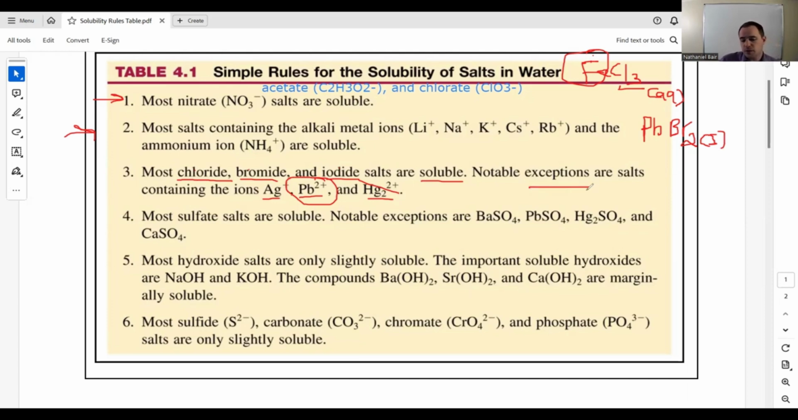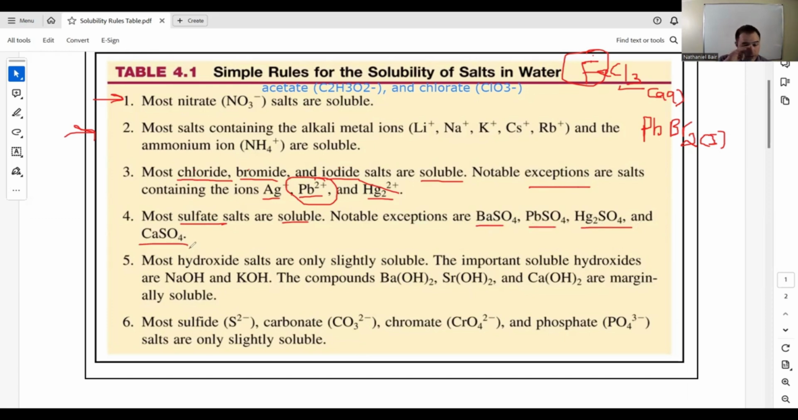So hopefully you see how the exceptions work, right? If you're silver chloride, silver bromide, silver iodide, lead 2 chloride, lead 2 bromide, lead 2 iodide, don't worry about the mercury. But if you're any one of those 6 salts, you are not going to dissolve. Rule 4 has our sulfate rule, and this says most sulfates are soluble. And once again, we have 4 exceptions. The only sulfates that are not soluble: barium sulfate, lead 2 sulfate, mercury 1 sulfate, and calcium sulfate.